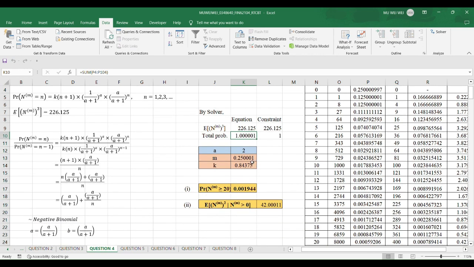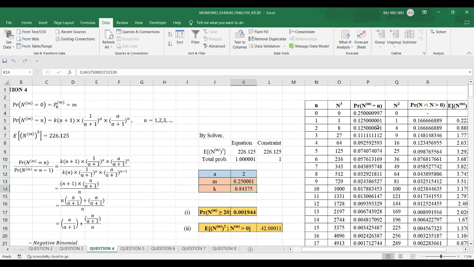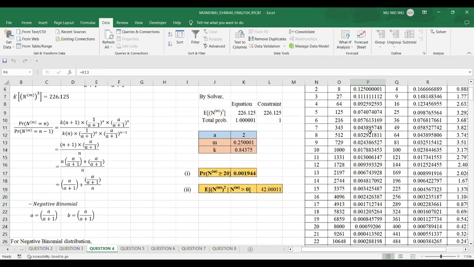I get the values of 0.250001 for m and 0.84375 for k. And this should also help us to calculate the probability for each value of n.